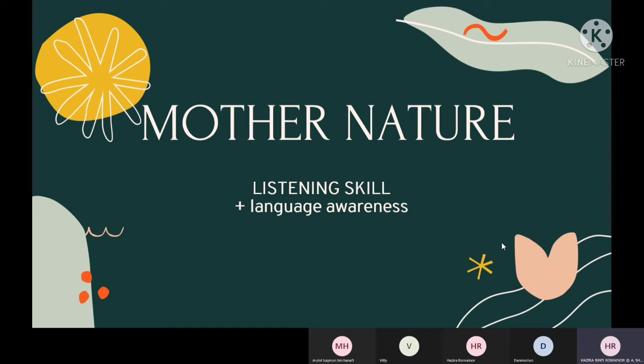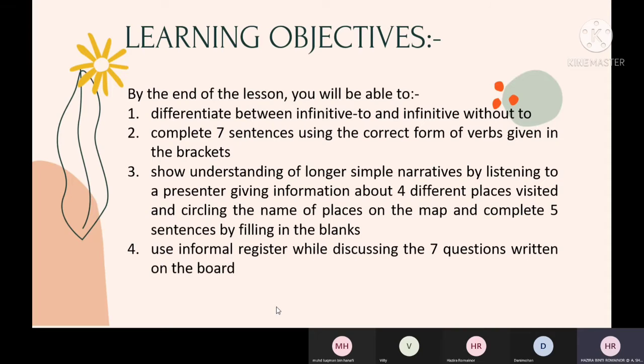Alright, we are still dealing with the same unit entitled Mother Nature, but for this lesson we are going to focus on listening skills and language awareness. Here are our learning objectives. As usual, before I start, this is the learning objective that I am going to share with you.